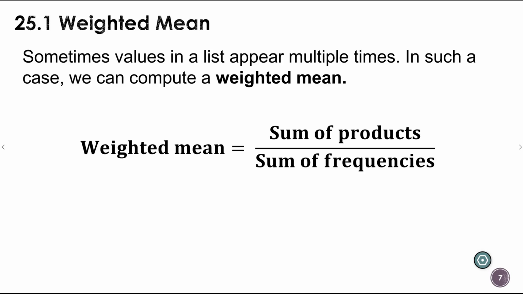All right, we're on weighted mean now, section 25.1. This gets a little bit more complicated, and we use it to figure GPA, so I think it's an important concept. Sometimes you have a bunch of values that are listed multiple times, and in this case we can compute a weighted mean. So we do a sum of the products and then a sum of the frequencies. I'll show you that on the next slide.